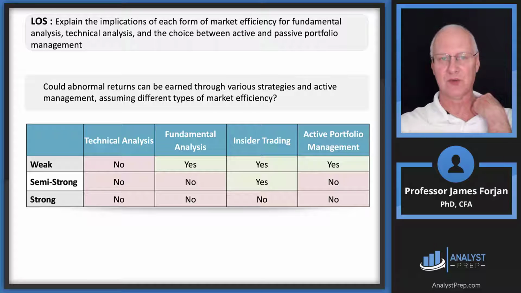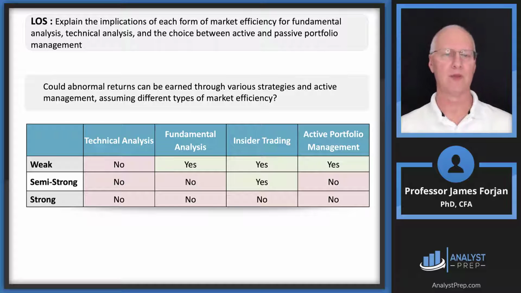Here's the great question. Can abnormal returns be earned through some kind of a strategy, assuming different levels of market efficiency? So here's the strategy going across the top row. Can we use technical analysis, which is just looking at historical prices and volumes to try to detect patterns? Fundamental analysis, which is exactly what we're doing in the CFA program, poring over financial statements in the Wall Street Journal and every piece of publicly available news source.